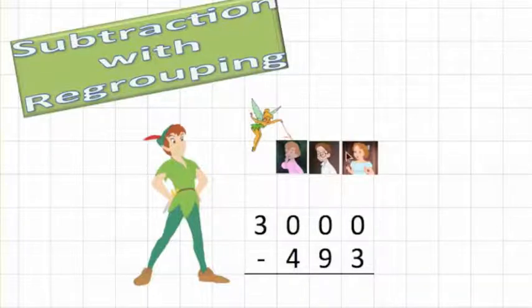Each digit will be represented by a character. The 3 will be Tinkerbell, this 0 will be Michael, this 0 will be John, this 0 will be Wendy. So in our problem, we're going to do 3,000 take away 493, or we're going to subtract 493 from 3,000. Okay, so here's how it goes. Always, always, always start on the right side.